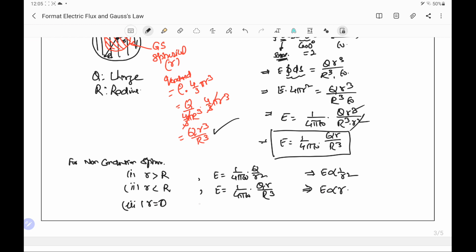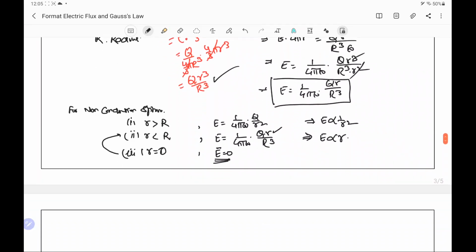And third, if we want to find the field at r equal to 0, that is at the center of the sphere, the center of the sphere is a special case of the second case, because r is less than capital R and 0 is less than capital R. Hence, here we will put the value of r as 0. It means at the center, electric field will be 0.